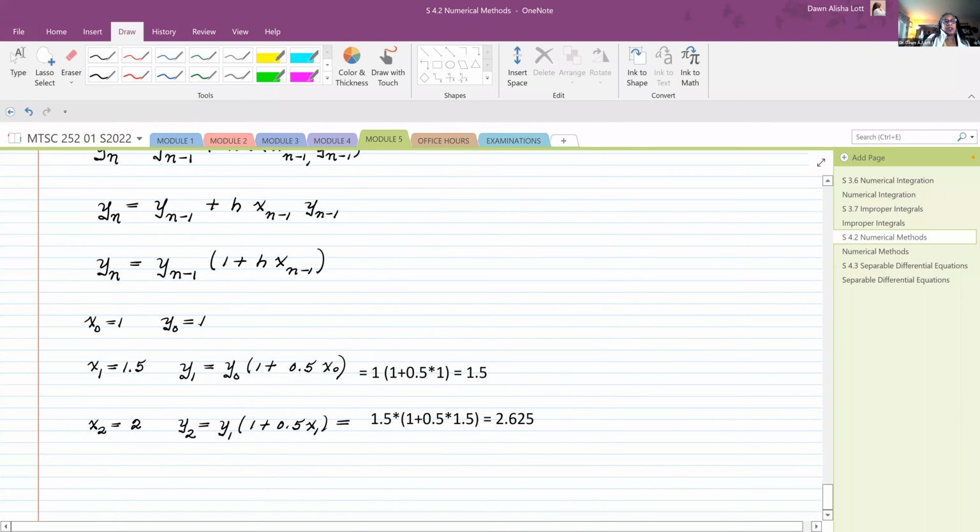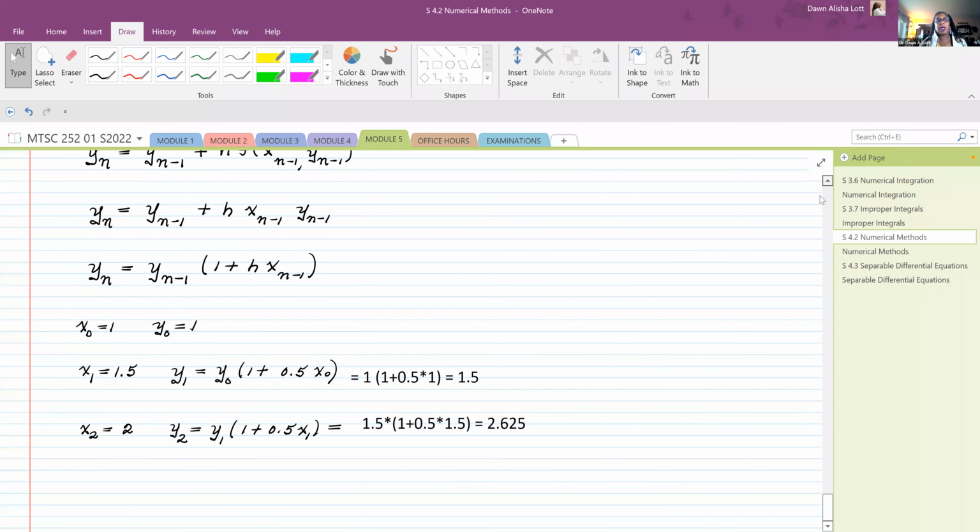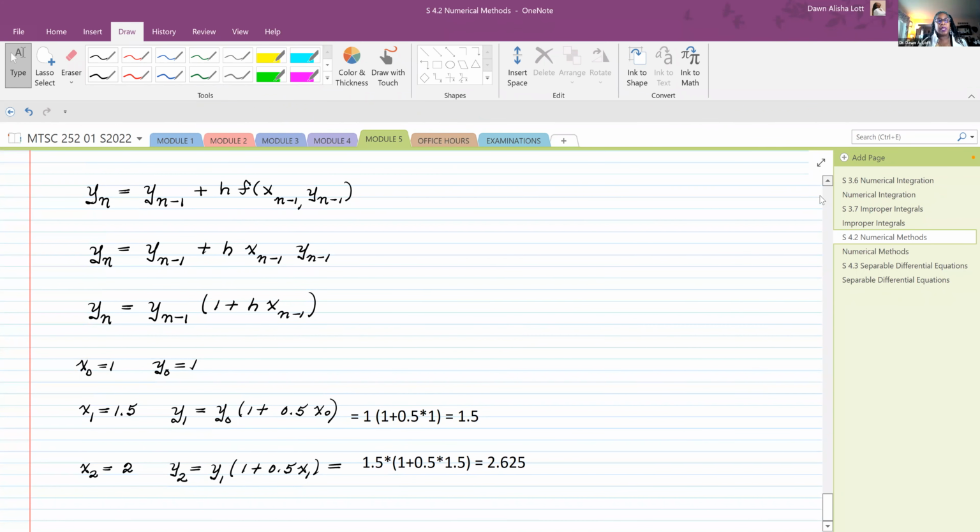Any questions about this, and how I made my chart, and how I was able to figure out how far I needed to go and how many iterations I needed to compute? Any questions?